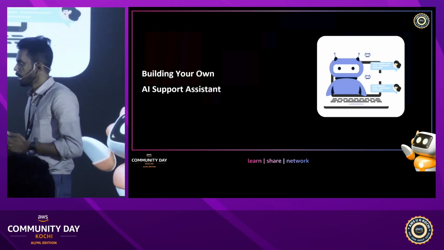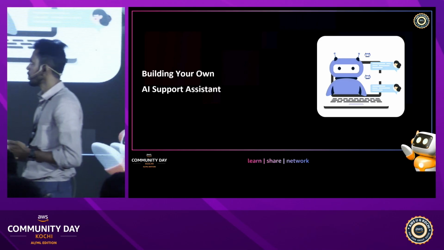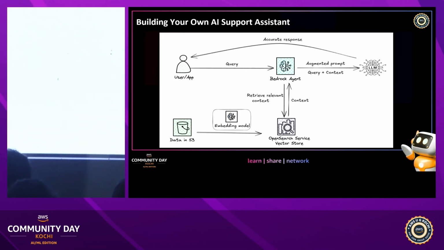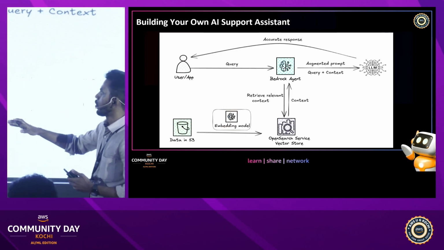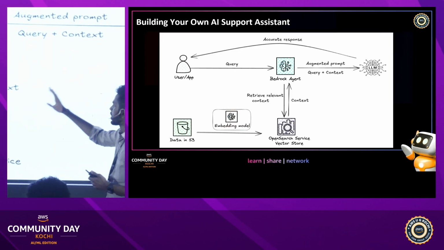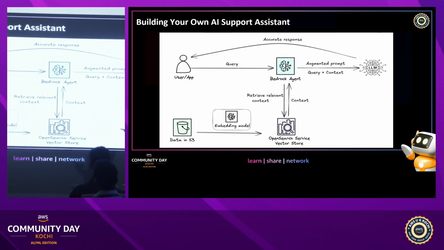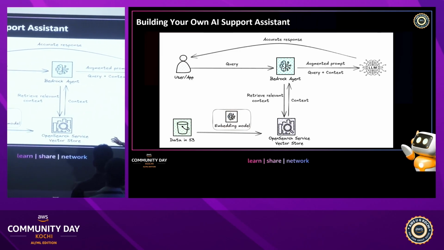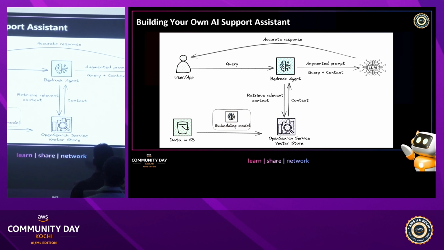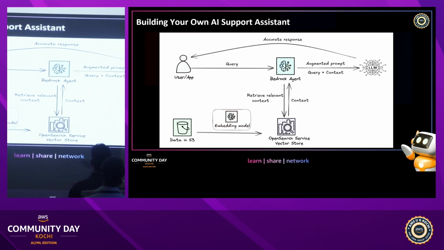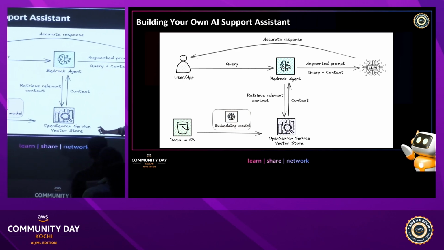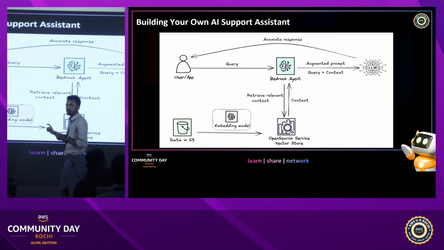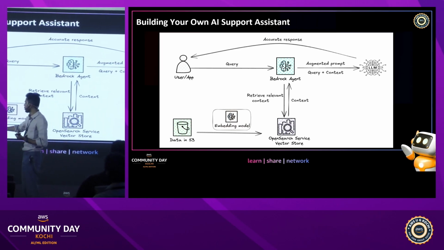Now let's see how we can build our own AI support assistant. This is an end-to-end architecture of what I've built today. We have the user or application in the top left corner, and in the central part we have the Bedrock agent. When a user asks a query through an application, the query comes to the Bedrock agent, and the agent determines what to do with the request. It tries to fetch the relevant context from the associated knowledge base. I have my sample data, some support-related text files that I've put in my S3.